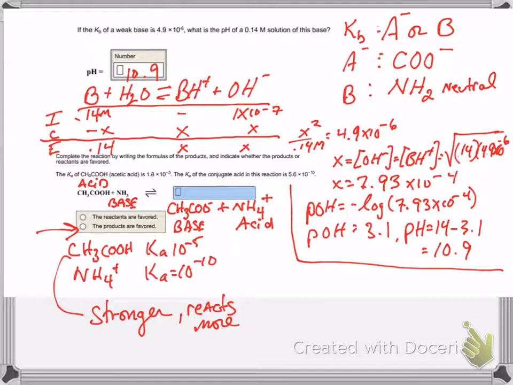Okay, or you could imagine, whatever side has the weakest acid would be favored. So there's a lot of different ways to think about it. The main thing is to be able to construct an argument and say why.